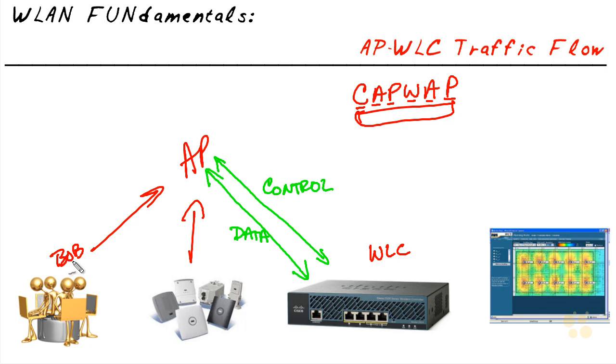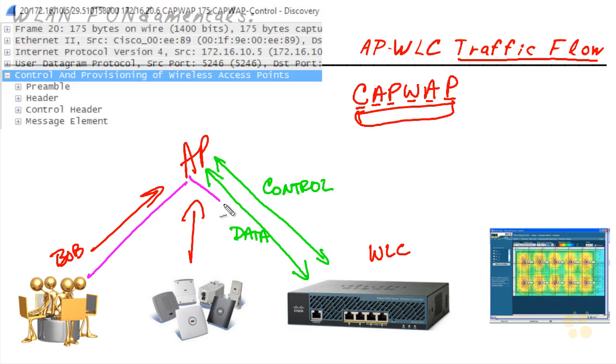On the other hand, if Bob actually wanted to send traffic through the network, assuming he's associated and authenticated, when Bob sends his data traffic, the access point, and this is where it comes into traffic flow, the access point is going to take Bob's traffic, which I'll put in pink here, and it's going to encapsulate it inside of CAPWAP and forward it down over the data connection over to the wireless LAN controller. It's up to the wireless LAN controller to then decide how to forward that.